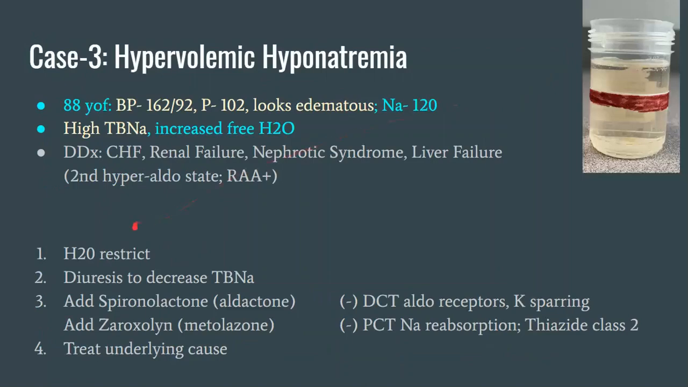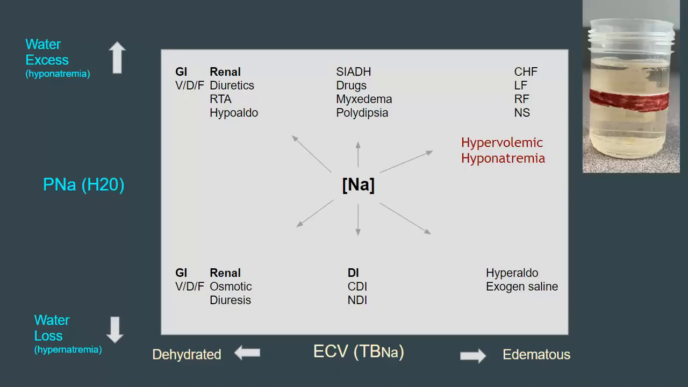So in this patient, we restrict free water because that's the problem over there. And as we diurese this patient, as this number comes down and we restrict free water, we're going to get rid of this free water, and this sodium will start increasing as the free water starts decreasing. And sometimes we add spironolactone or Zaroxolyn, and we treat the underlying cause. This is where this scenario lives, this hypervolemic hyponatremic state.